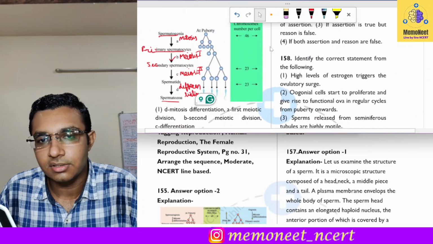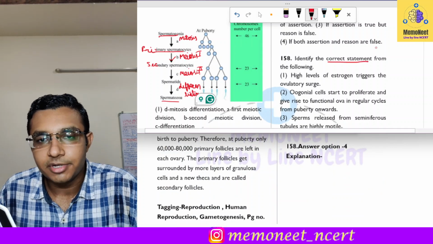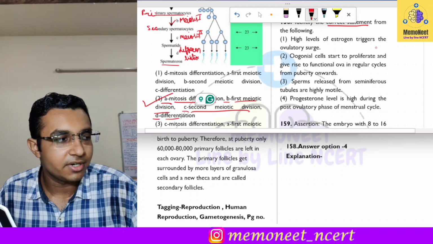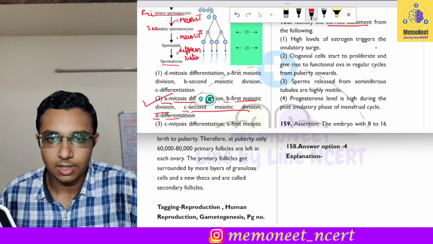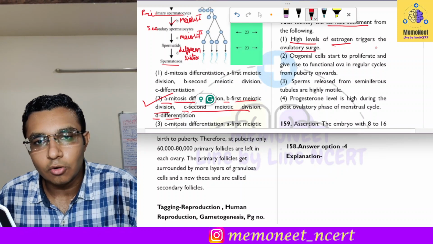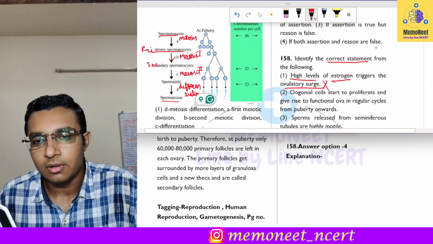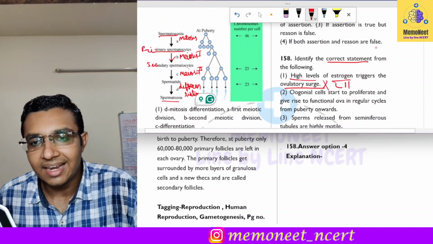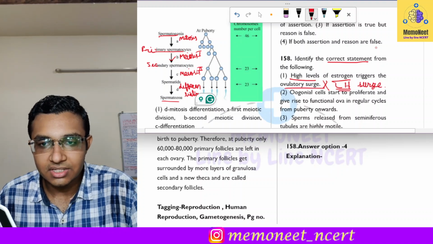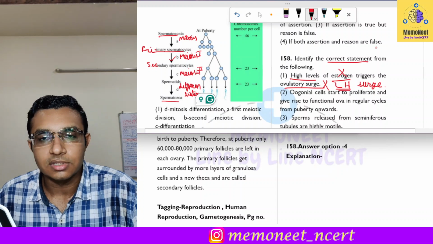The next question is question number 158. It states: identify the correct statement from the following. So among the following 4 options we have to identify which statement is correct. Let us check the statements one by one. The first option is: high levels of estrogen trigger the ovulatory surge. So is this true? No, this is not correct, because this ovulatory surge is the LH surge, which leads to ovulation, and this LH is the luteinizing hormone. So it is not the high level of estrogen. So this statement is incorrect.